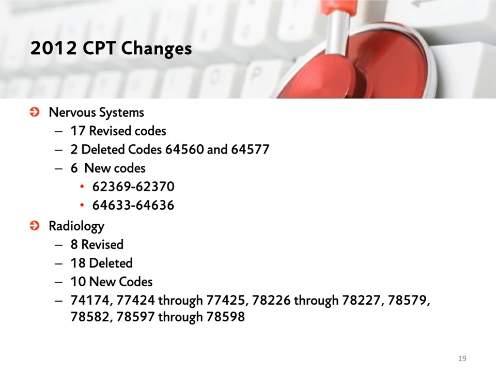We're continuing with our 2012 CPT changes. We have the nervous system. There were 17 revised codes, 2 deleted codes, and 6 new codes added. Under the radiology section, we had 8 revised codes, 18 deleted codes, which are really due to respiratory, 10 new codes, and here's a list of the codes that were added.